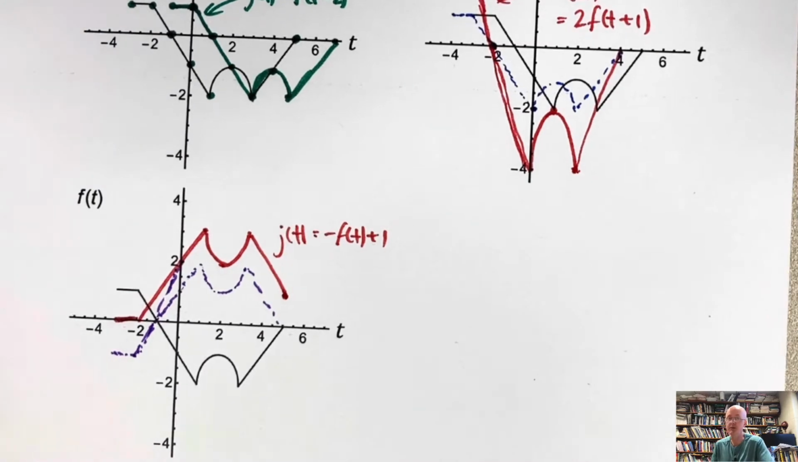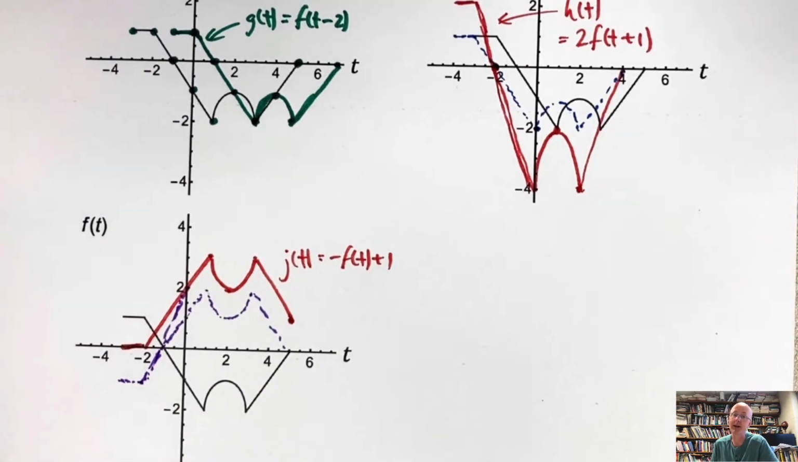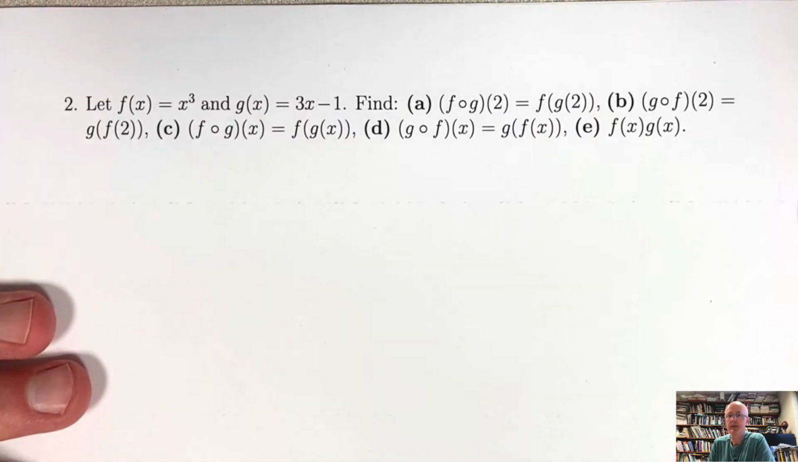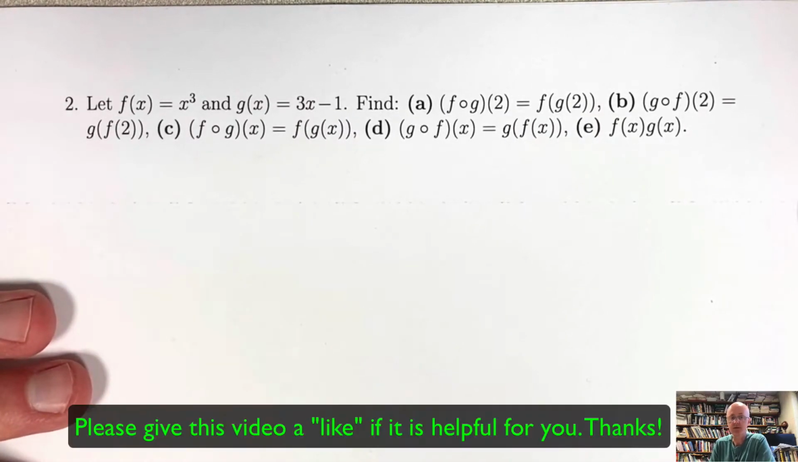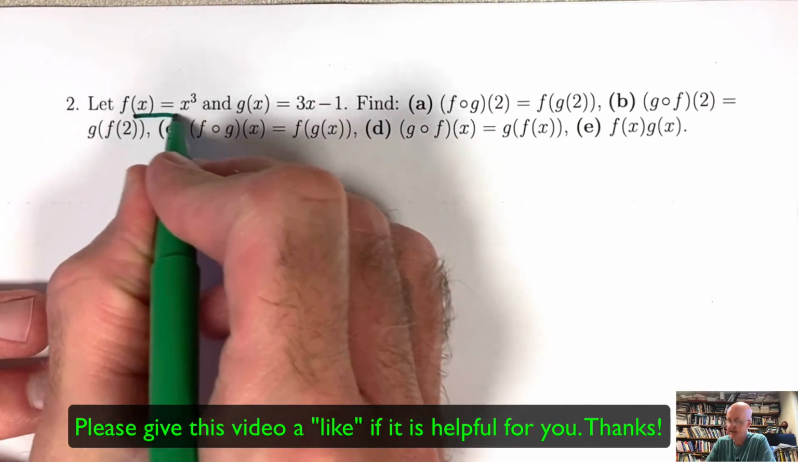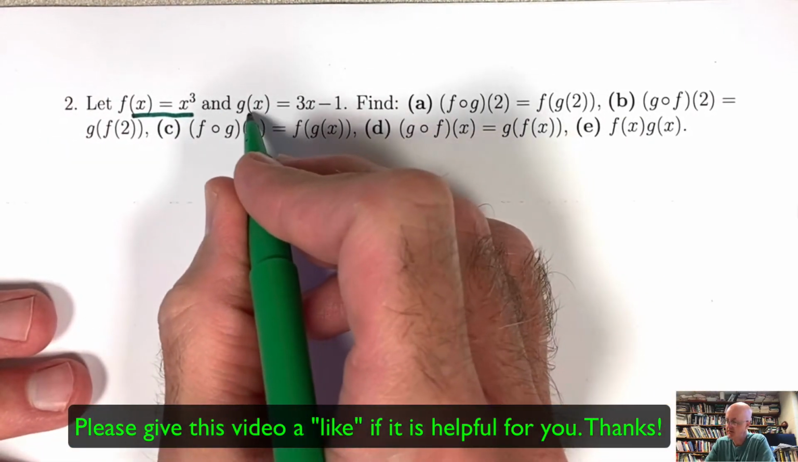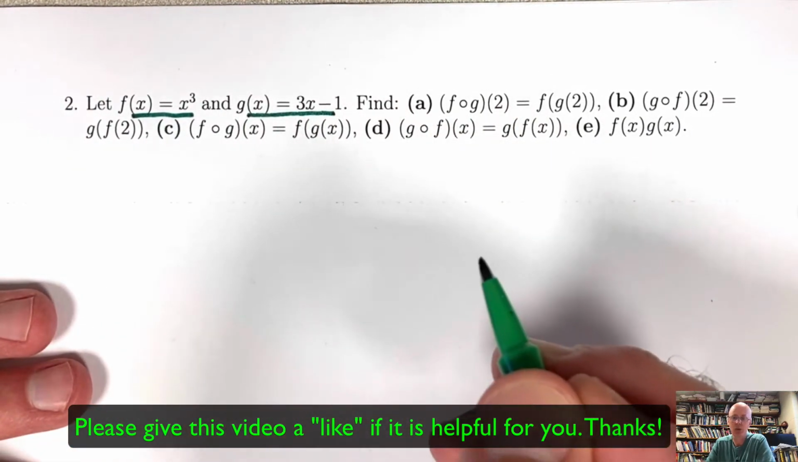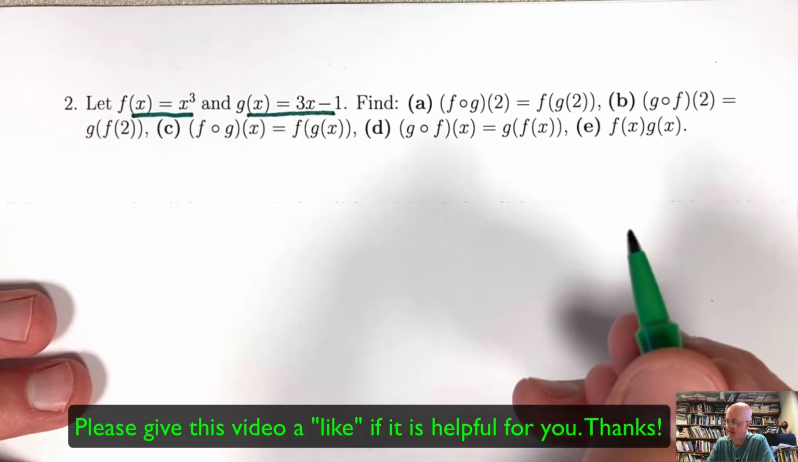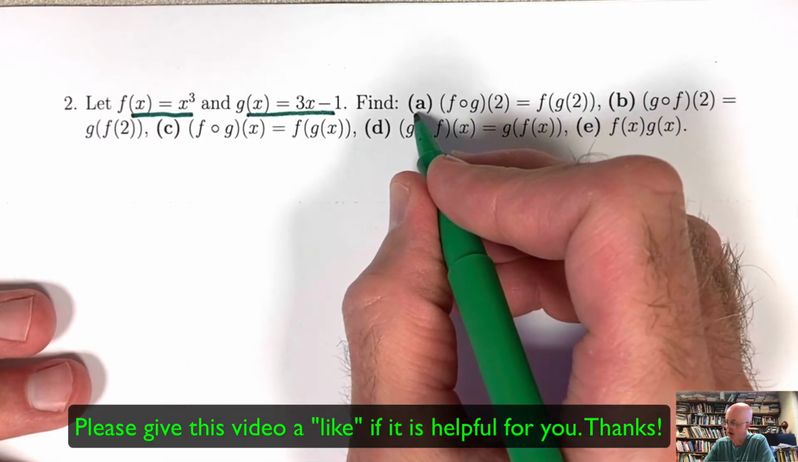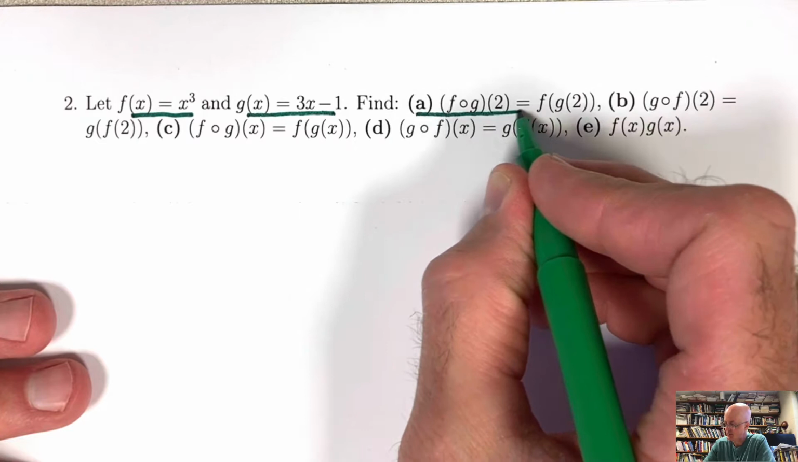Why are transformations useful? We'll see that at the end when we think about how they help us understand the graphs of quadratic functions. The second problem is about function composition. We've got two functions, f of x equals x cubed and g of x equals 3x minus 1. We want to find various things. Take it step by step. Part A, find this expression.